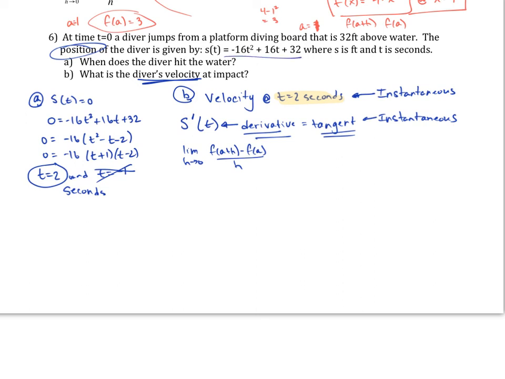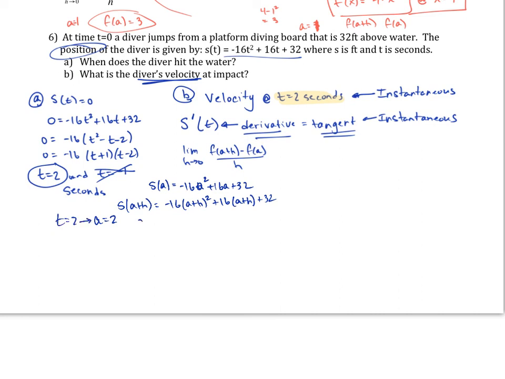Okay, so now what I need to do is put this equation right here into that. So S of a, let's figure this out. S of a equals negative 16a squared plus 16a plus 32. S of a plus h is negative 16 times (a plus h) squared plus 16 times (a plus h) plus 32. But I have something handy here. Guess what I know? I know a is 2, right? A is 2 because t equals 2.